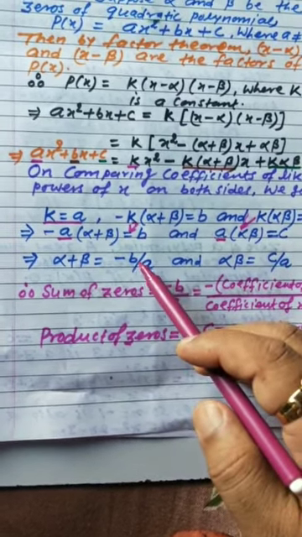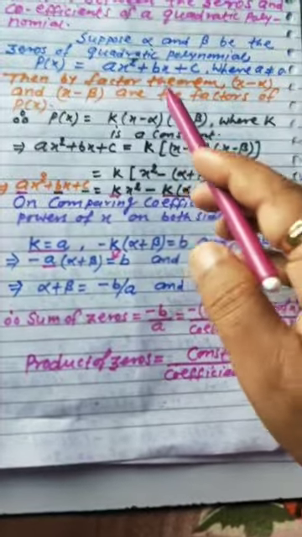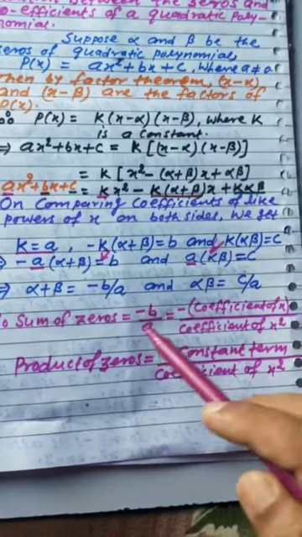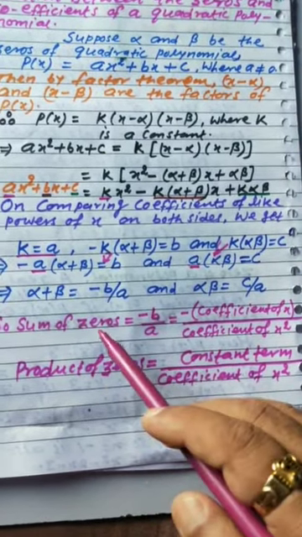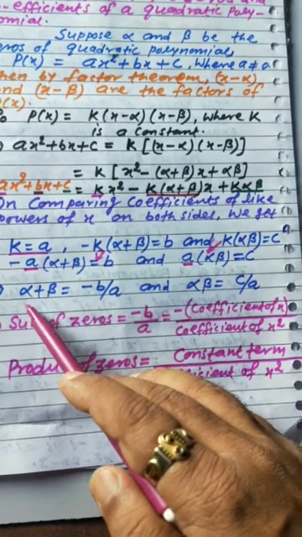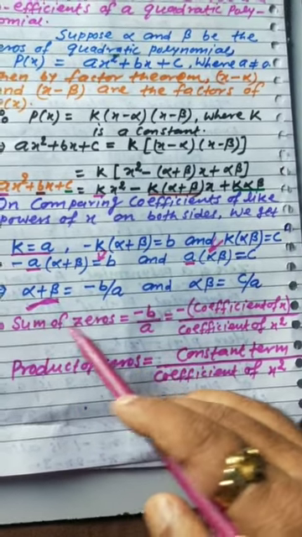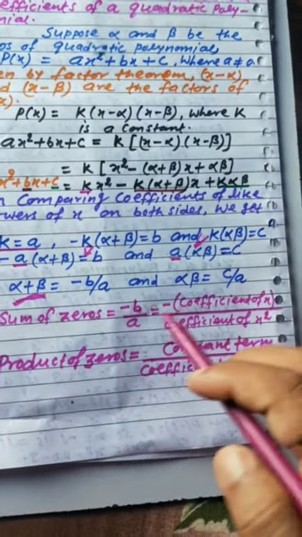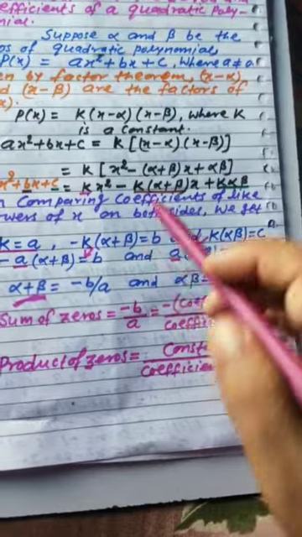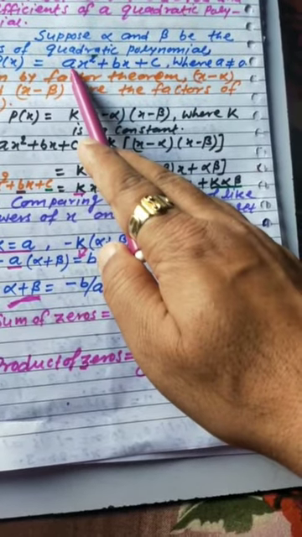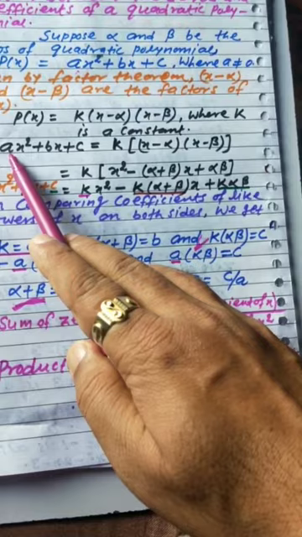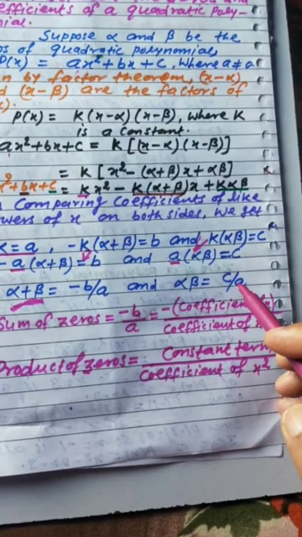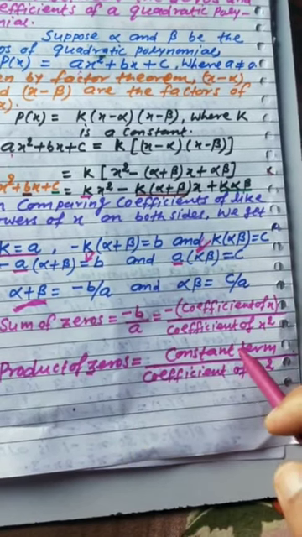And what is b? In this quadratic polynomial, b is the coefficient of x, so minus b by a is the sum of zeros. Alpha and beta are zeros, so the sum of zeros will be equal to minus b by a, that is minus coefficient of x by coefficient of x square. A is the coefficient of x square. And the product of zeros, alpha into beta, is equal to c by a, that is constant term.